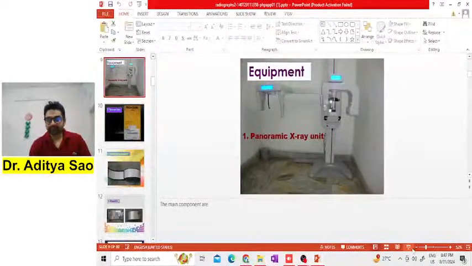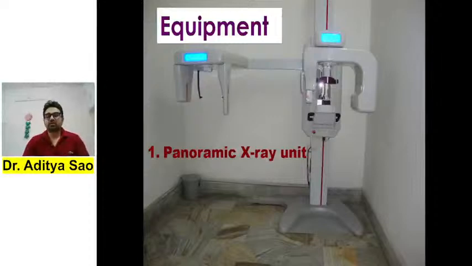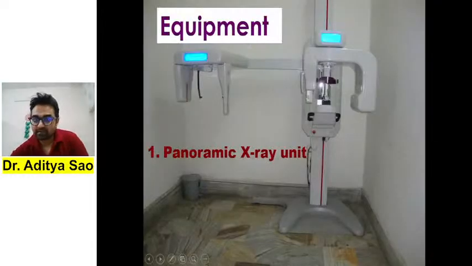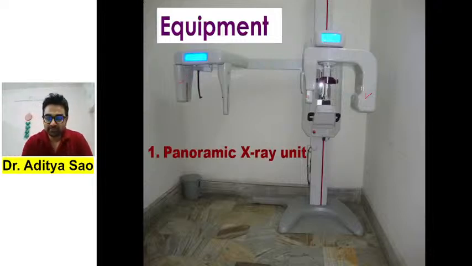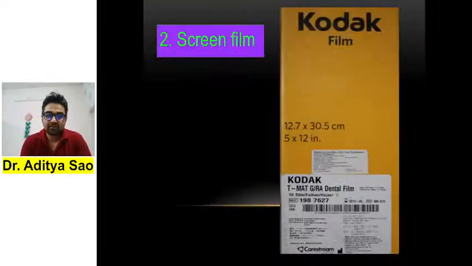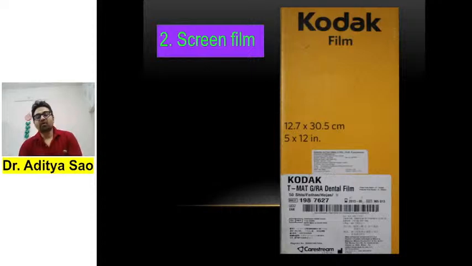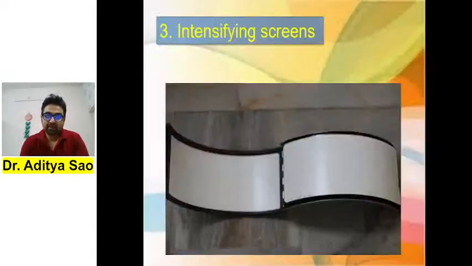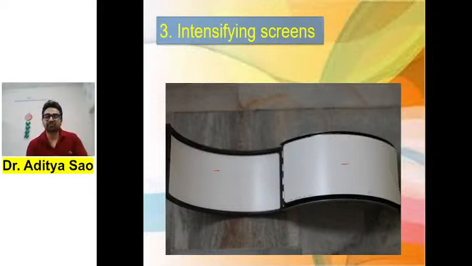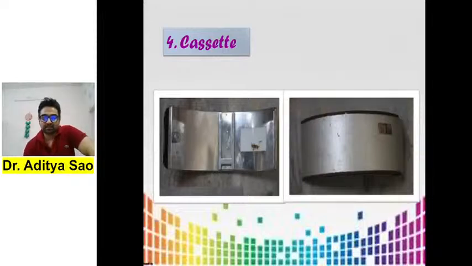So right here is how the X-ray unit of the OPG looks like. This area here is the OPG unit. This area here is the lateral ceph or the extraoral unit. This is the film that we use for OPG, that is a screen film. These are the intensifying screens. So this is basically a visual of a cassette, and the white areas that you can see here are the intensifying screens that absorb the X-ray and emit visible light. This is the cassette.